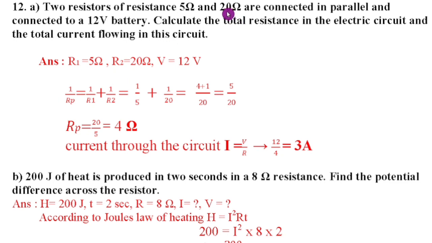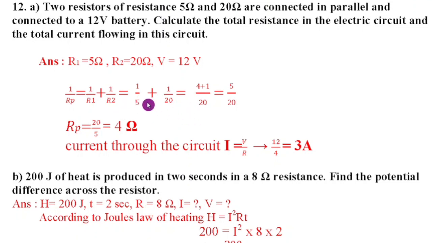Here two resistors are connected in parallel. So we know that for parallel, 1 by Rp is equal to 1 by R1 plus 1 by R2. This is the formula. For that you apply all the values. R1 means 5 ohm, R2 means 20 ohm. So 1 by 5 plus 1 by 20. Here both the denominators are different, so take the LCM. When I take the LCM, it will become 20.